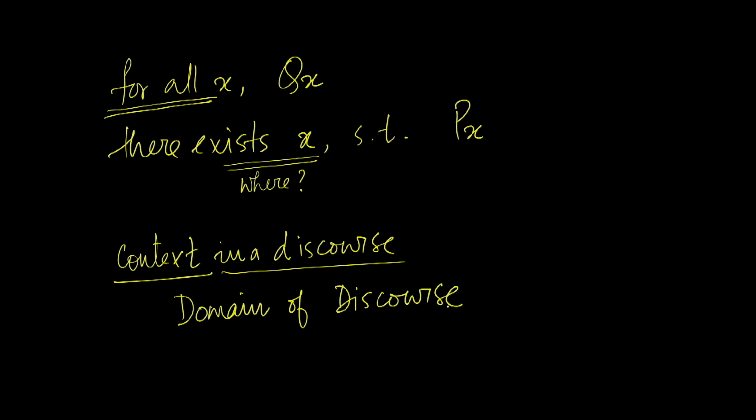The domain of the discourse is the set of elements about which we are conversing at the moment. For example, we could be talking about natural numbers, or we could be talking about people. Depending on the domain of discourse, the statement that we say might make sense.